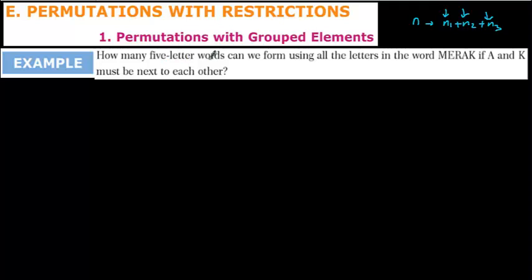It says: how many five letter words can be formed using the letters MERAK if A and K are together? So I am going to say when A and K are together, we have only four letters. Why do I have four letters? Because A and K are going to be together. So how many different ways can you order four letters? It's going to be equal to 4 factorial, but here I'm going to write times 2 factorial, because that 2 factorial is the order between A and K. It's going to be, because A and K can be written as AK or can be written as KA.